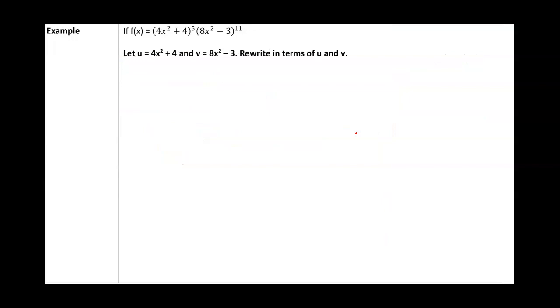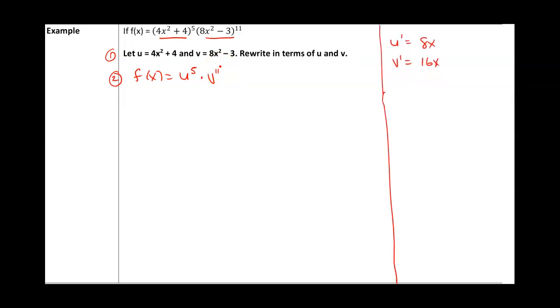All right, now here's another one, which is going to be the product rule. So now we have two different inner functions. We have u and we have v. So we're going to say u is 4x squared plus 4 and v is 8x squared minus 3. And we're going to let f of x equal u to the 5th times v to the 11th. All right, so now let's use the product rule. First of all, u prime is going to be 8x and v prime is going to be 16x.